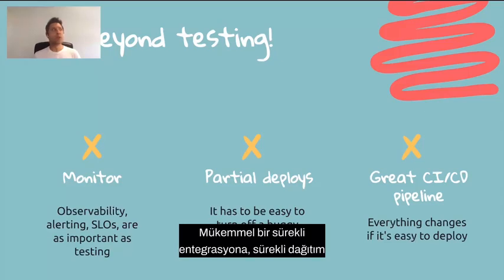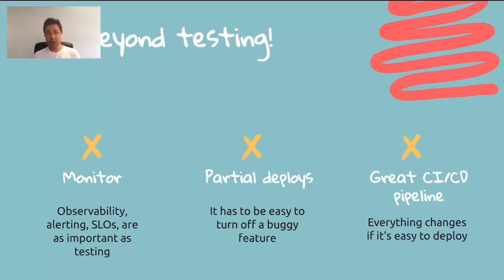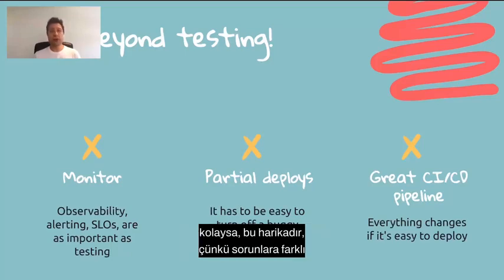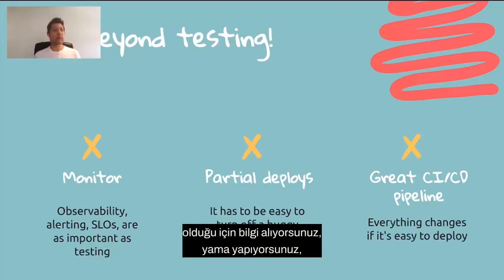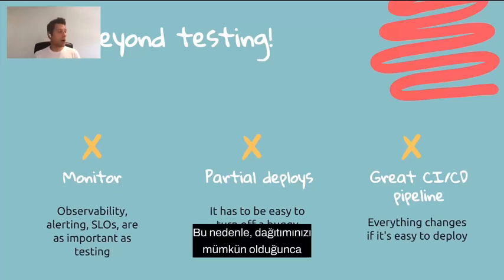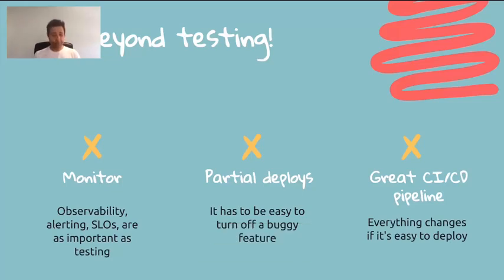You want to have a great continuous integration, continuous deployment pipeline. So from a deployment perspective, if it's easy for the team to deploy, that's great, because you approach problems in a different way. There's a problem in production, you get information because your observability is great. You patch, you deploy, in a couple of minutes the patch is in production and this bug is not there anymore. So automate your deployment as much as you can.